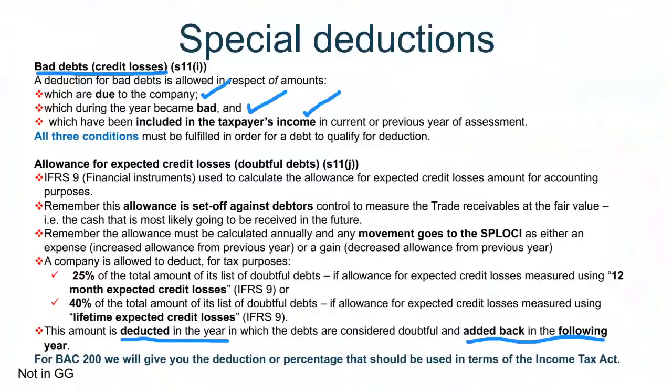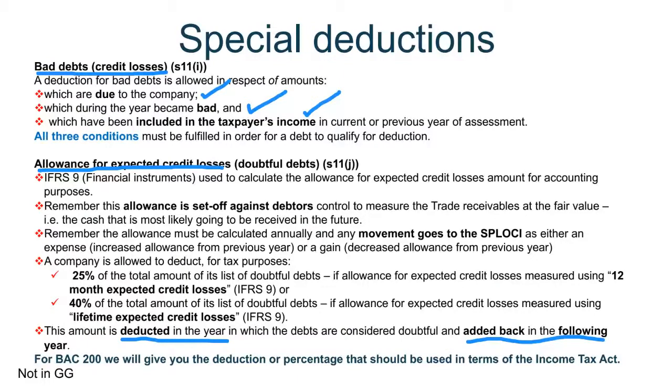That's supposed to be the easy one. Okay, let's have a look at the next one. The next one is the allowance for expected credit losses. In the allowance for expected credit losses, the accountant will deduct the movement of the allowance from one year to the next.